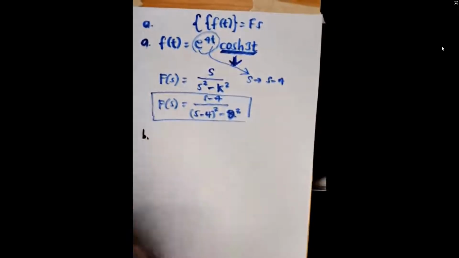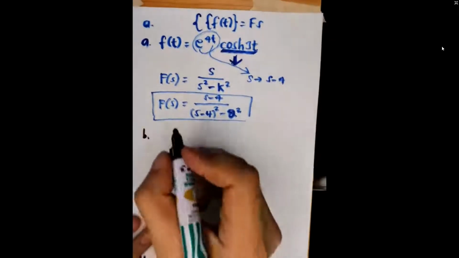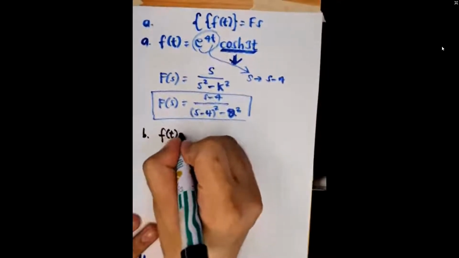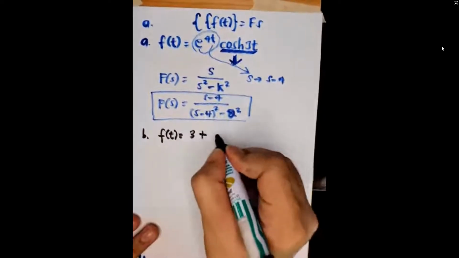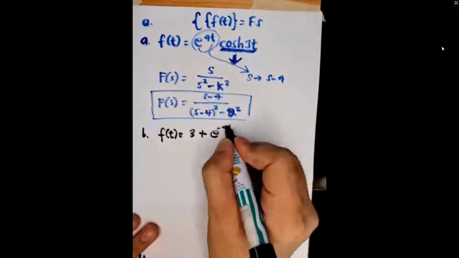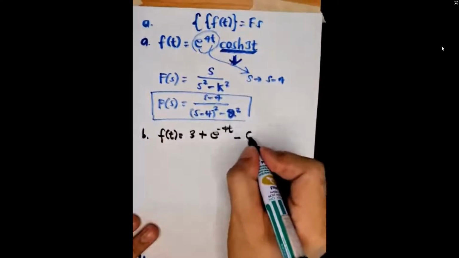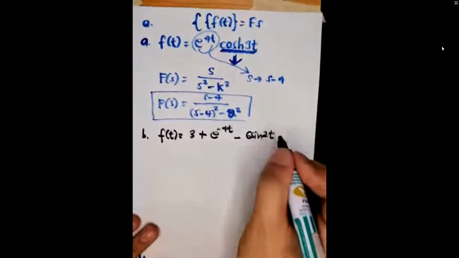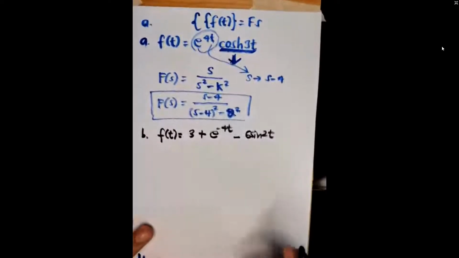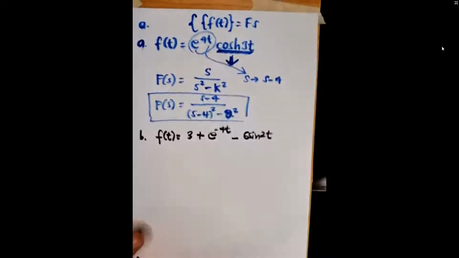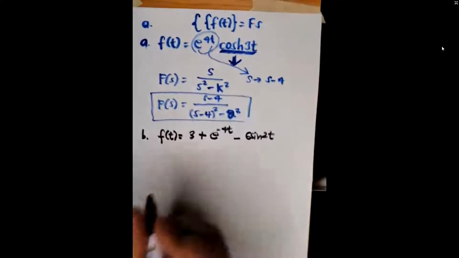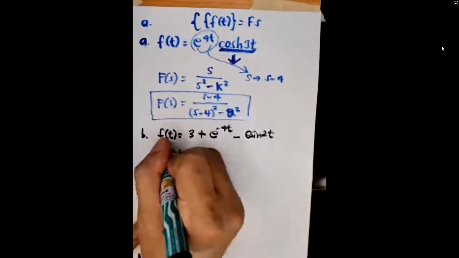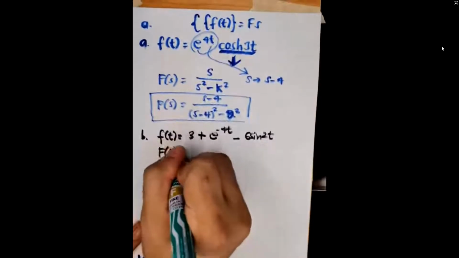Okay, so let's have letter B. So yung f of t natin is equal to 3 plus e raised to negative 4t minus 6 sine of 2t. Okay, so meron ba tayong mga combination? Wala naman. So therefore, we can directly get the transfer function.